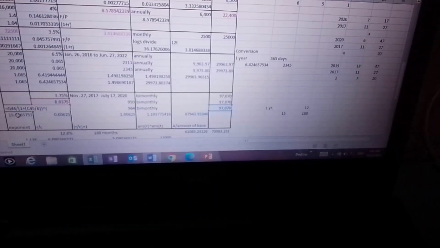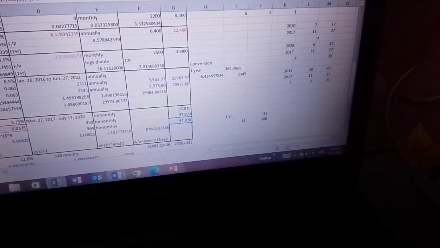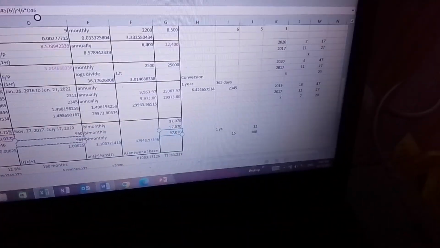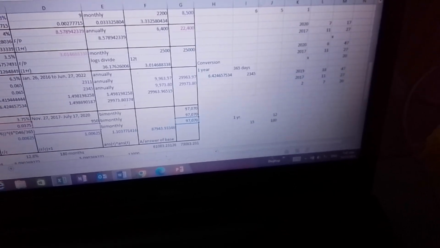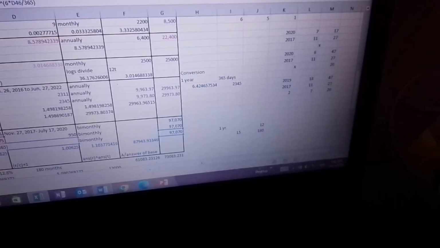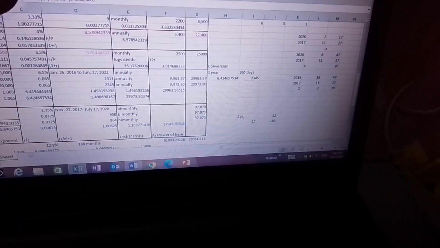Raise to this power. Or you can simply do 6 times 964 divided by 365. You can do it this way, and when you do that, remember you have to put that in parentheses. Did we get the same answer? Yes, we did get the same answer.